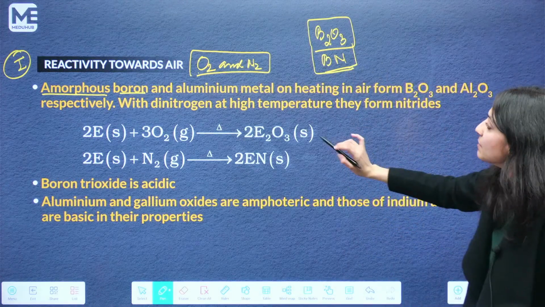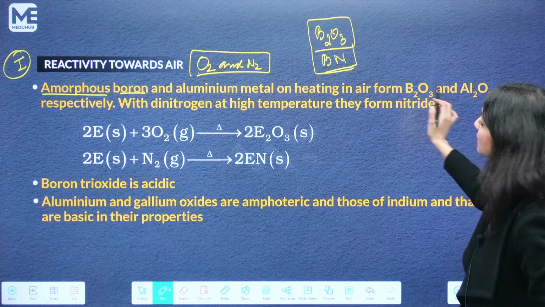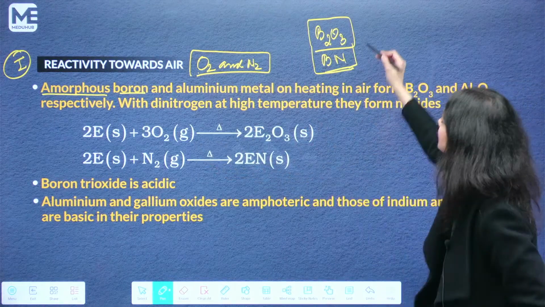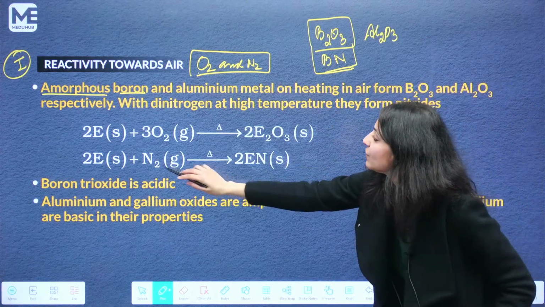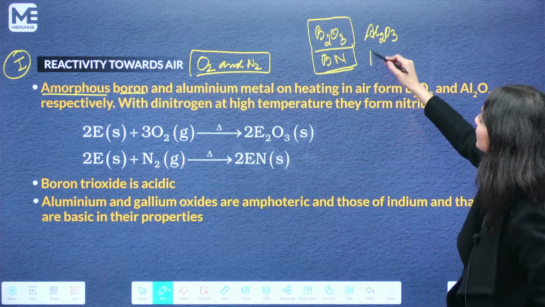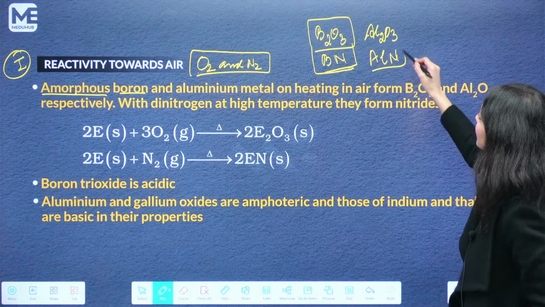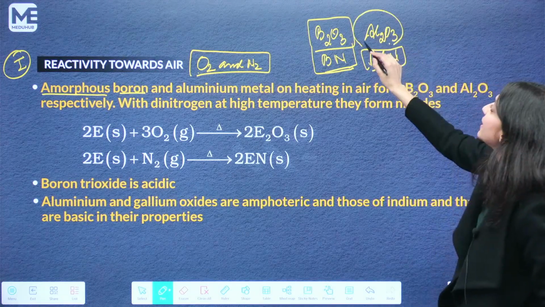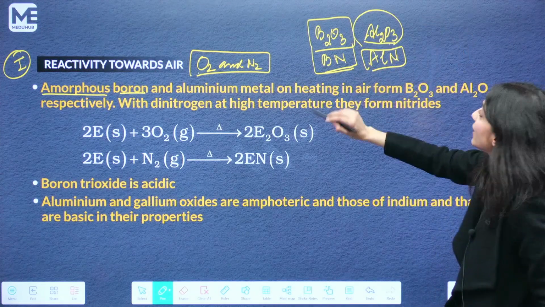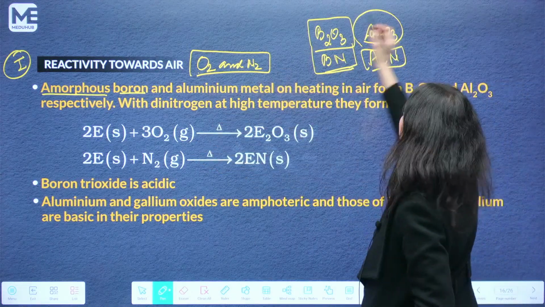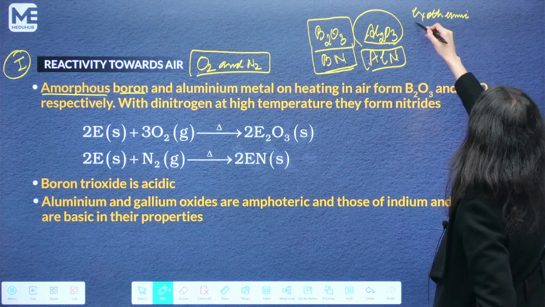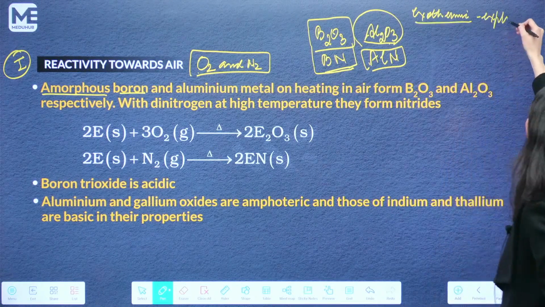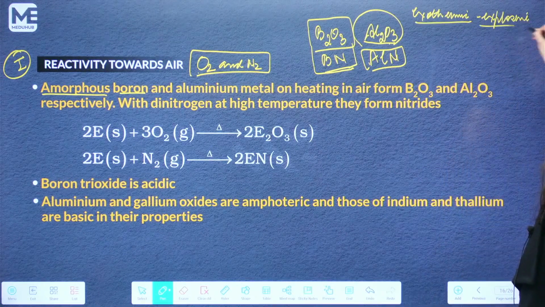Also, aluminium reacts in the same way. Aluminium also reacts with oxygen to give us Al2O3, and it reacts with nitrogen according to this reaction here to give us aluminium nitride. Now, what is interesting is that the reaction of aluminium with oxygen to give Al2O3 is highly exothermic and it is almost explosive. A large amount of heat is produced.